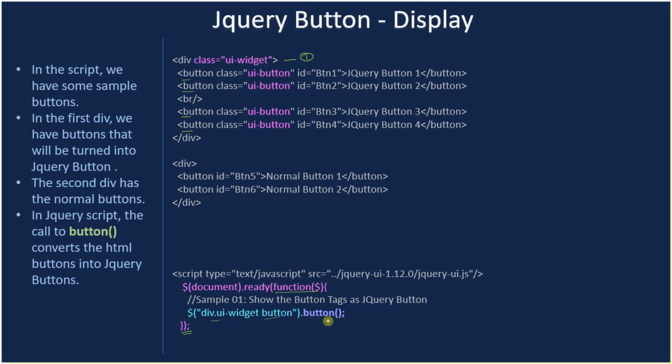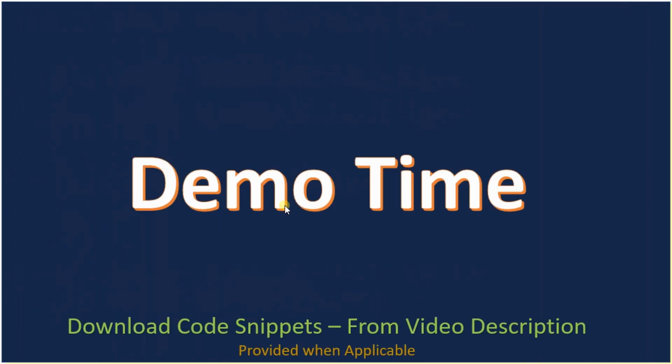Then we are making a call to button. This call to button will turn this HTML button into a jQuery UI styled button, because here we are using the class attribute ui-button in all these 4 buttons. So this class will help in converting these HTML buttons and applying the required theme. So the call to button will do that. When we run the example, you will see all these buttons displayed as jQuery buttons, and these two will get displayed as normal buttons. Now let's go to the demo.